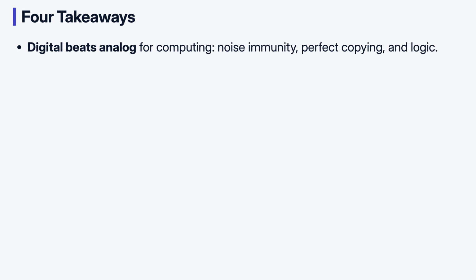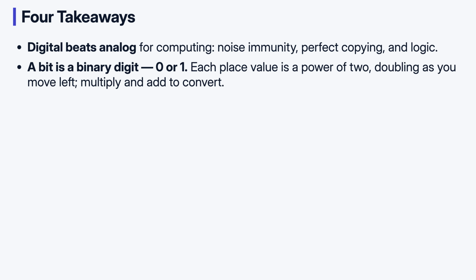Let's gather what this chapter gave you. 4 takeaways to carry with you. First, digital beats analog for computing. Because of noise immunity, perfect copying, and the ability to do logic. Second, a bit is a binary digit, a 0 or a 1. Each place value is a power of 2, doubling as you move left. You convert to decimal by multiplying each digit by its place value and adding.